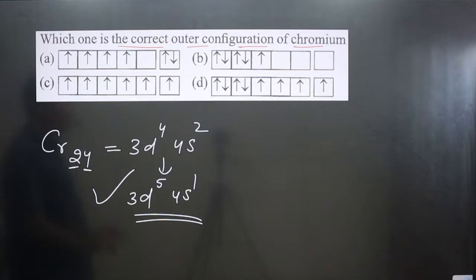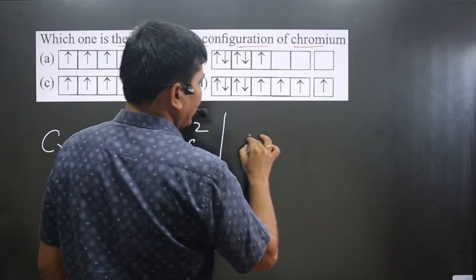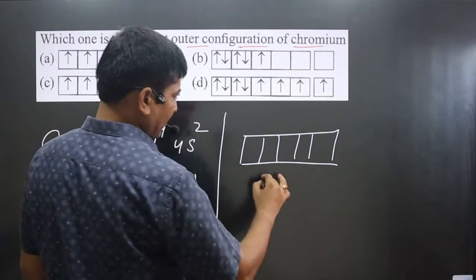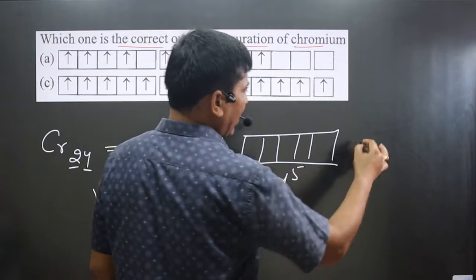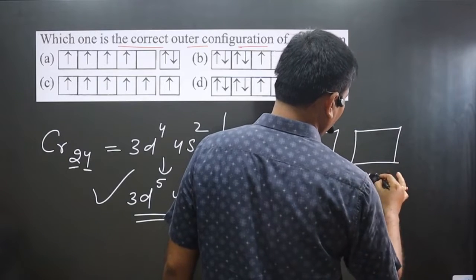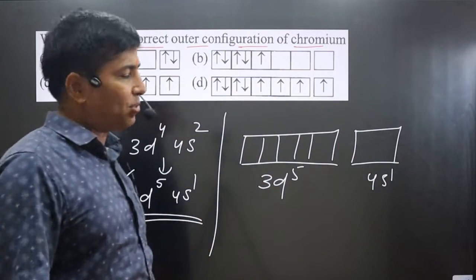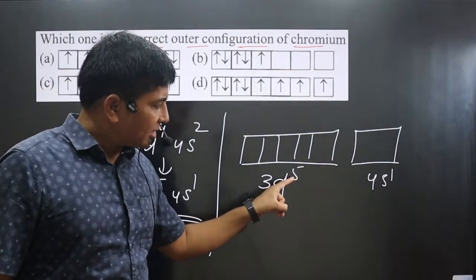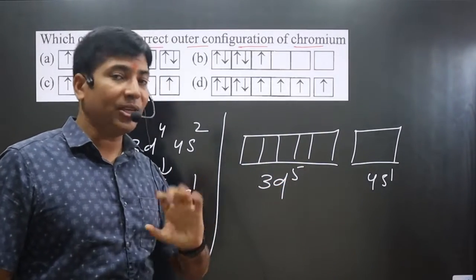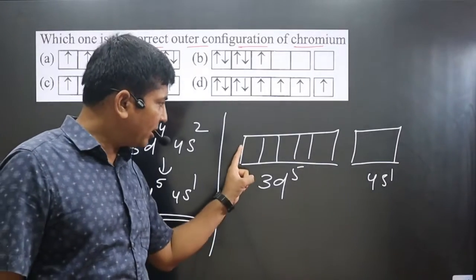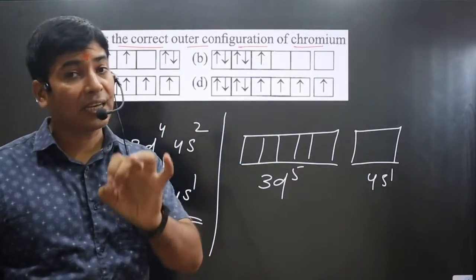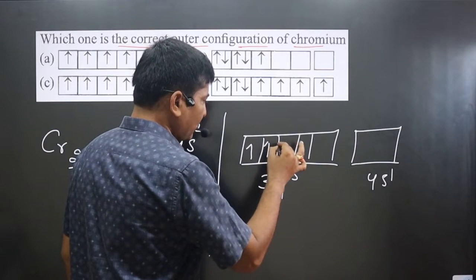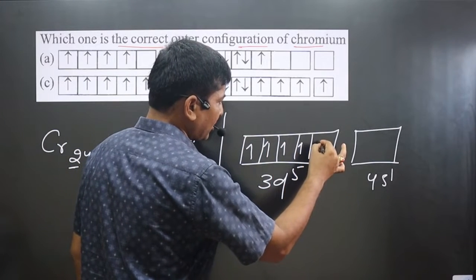Now we write the orbital notation. In the d subshell, how many orbitals are there? 5 orbitals. We have 3d5, and in the s subshell we have only one orbital, only one box. When we fill these electrons, how many electrons are there in the d orbital? 5 electrons. We follow Hund's rule. First of all, these orbitals are filled with a single spin followed by double spin. So first spin, second spin, third spin, fourth spin, and fifth spin.